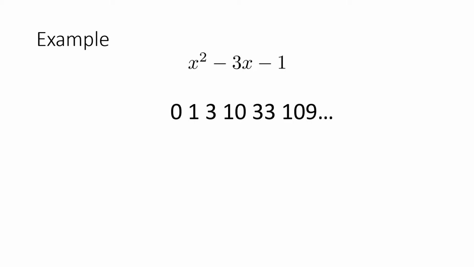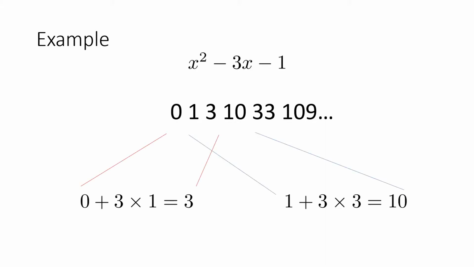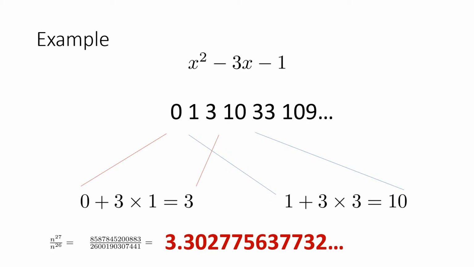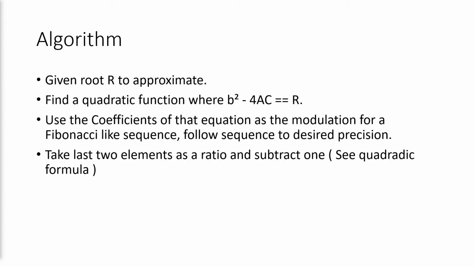Let's look at an example of this. X squared minus 3x minus 1. Starting with 0 and 1, the next term is 3. Continuing, the next term is 10. After almost 30 iterations, we arrive at the following ratio, which just so happens to be a real root of the function. That's all there is to it.